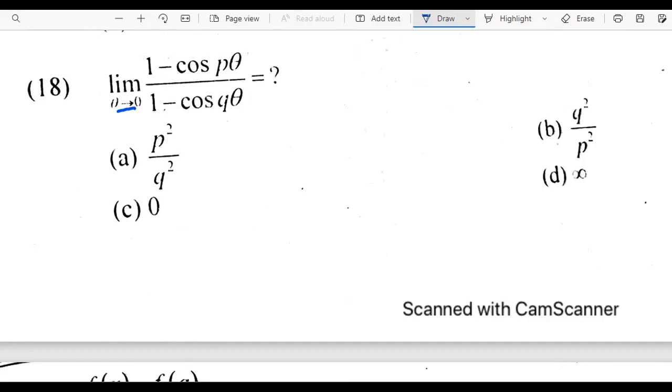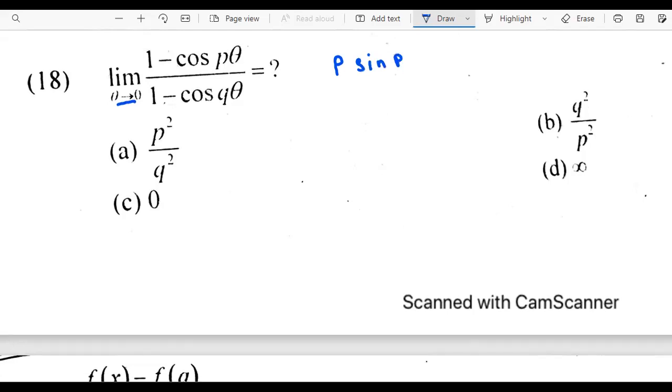So if I differentiate the numerator, I will get p sine p theta, and the denominator would be q sine q theta. Again, when I use the limit theta approaching 0, I'm getting 0 by 0 form. I need to differentiate it again.